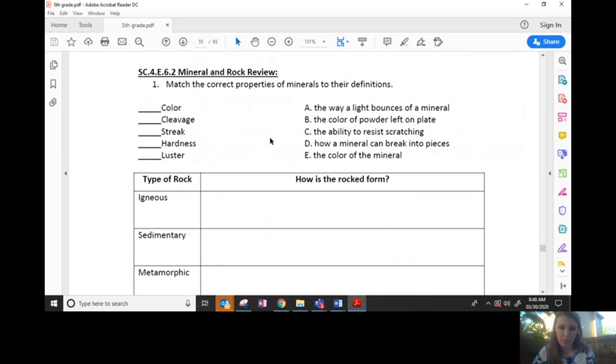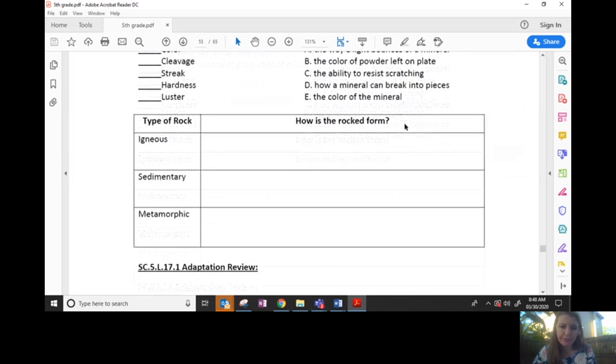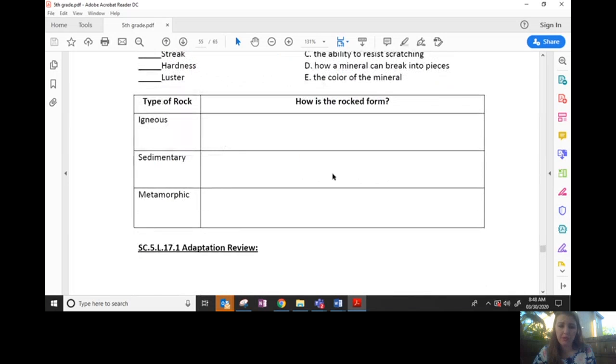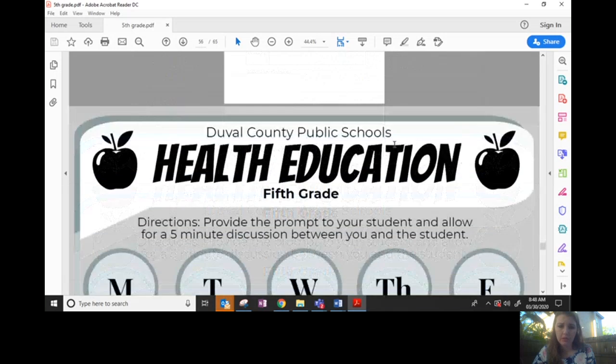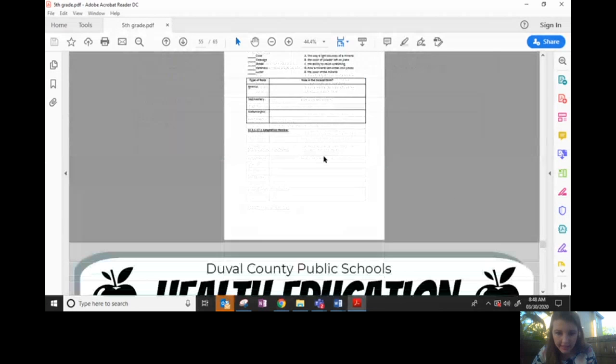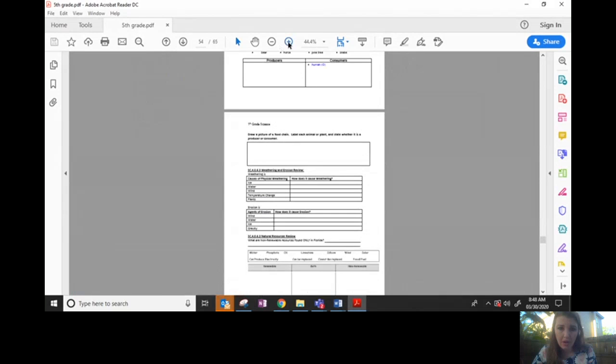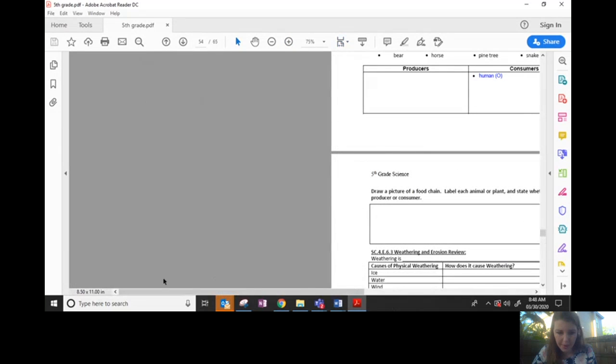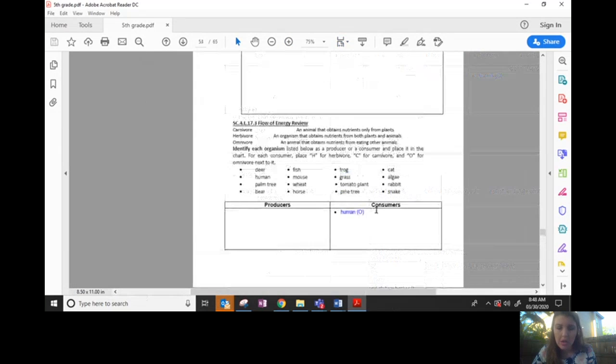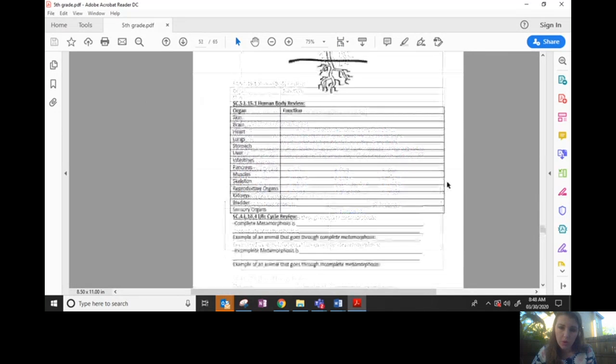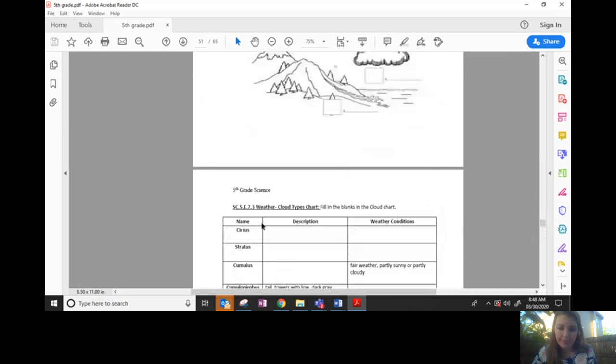Complete the matching of the mineral and rock review. Explain how each type of rock is formed. And that's it. Adaptation review seems to have been left off. You can find information about all of these science concepts on BrainPop, neok12.com, Study Jams, or you could search on YouTube for each topic.